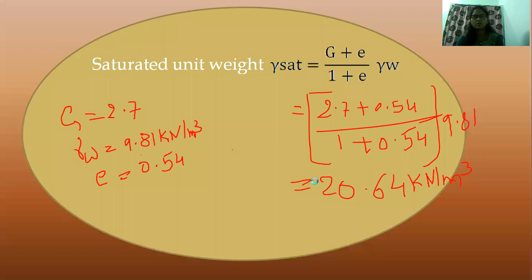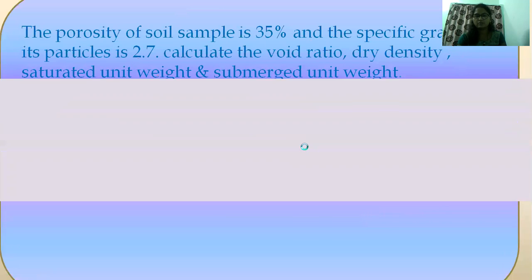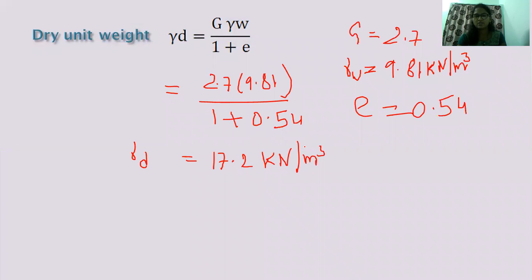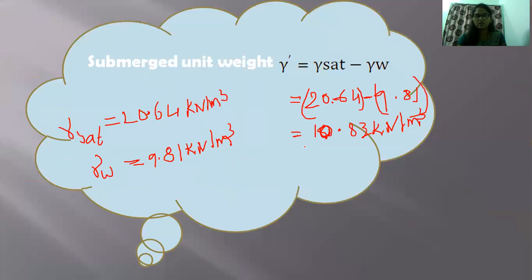So here we solved the four items: void ratio, dry unit weight, saturated unit weight and submerged unit weight. The void ratio value is 0.54. Dry unit weight value is 17.92, saturated unit weight is 20.64, and submerged unit weight is 10.83 kilonewton per meter cube.